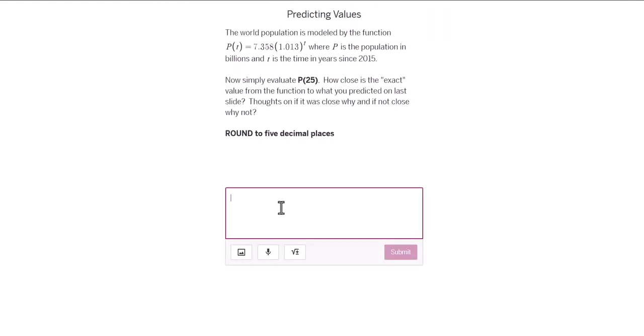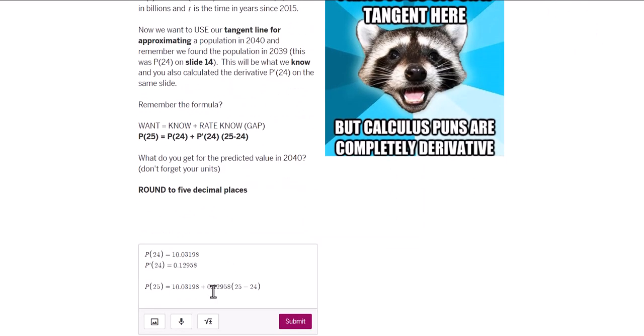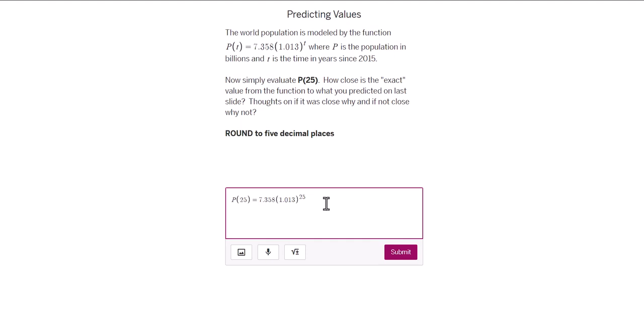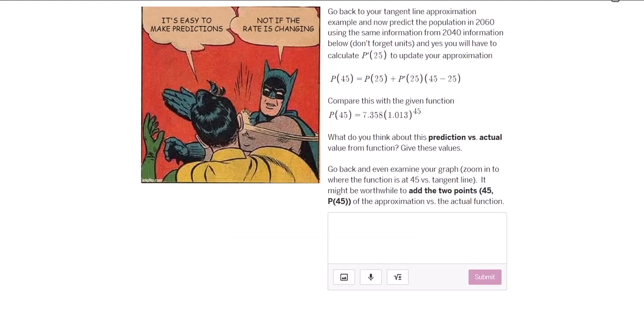Then on this slide, it's saying, well, why would you even make that prediction? Why wouldn't you just go back and take your original function and plug in 25 and compare this to this? This is an approximation based on the actual rate. This is an exact value. And sometimes we like to update based on that rate being updated.